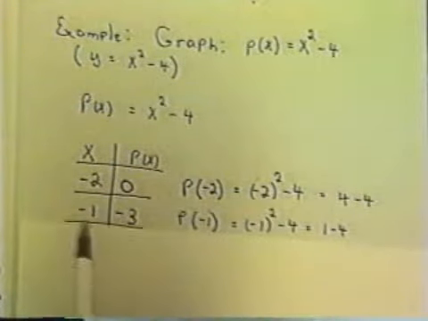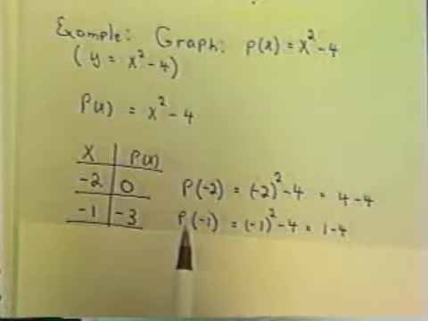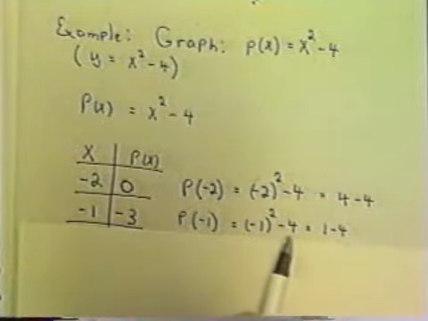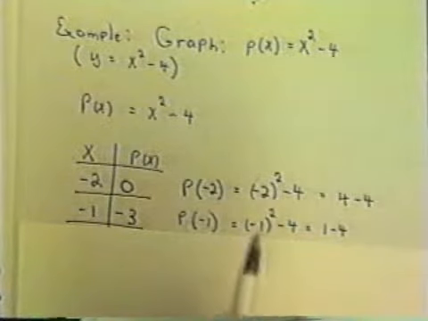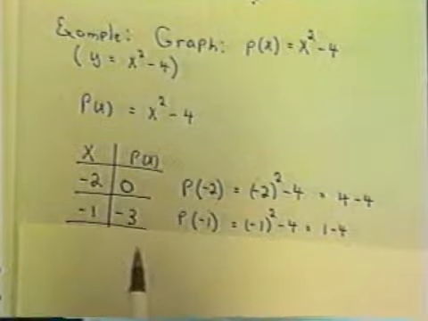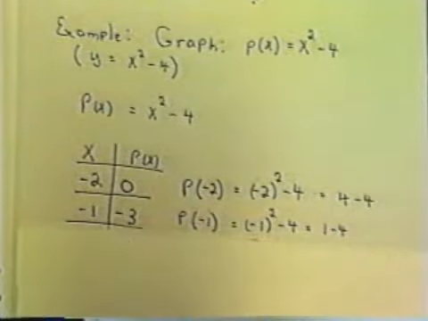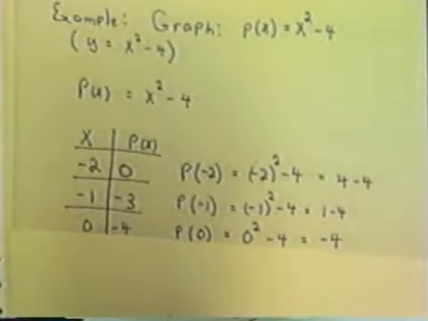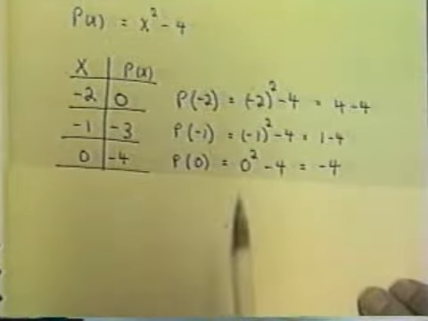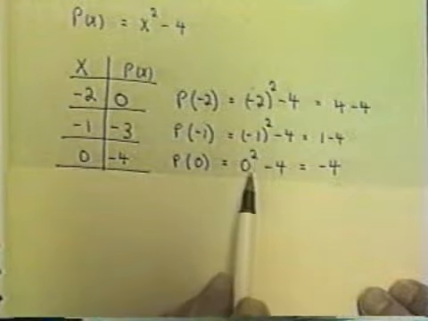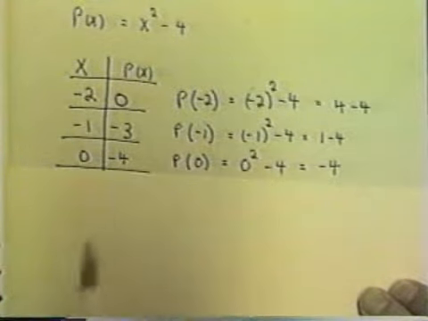Next, let's choose negative 1. So the function value for x equal negative 1 would be negative 1 squared minus 4. Now if I square negative 1, I get a positive 1. 1 minus 4 is negative 3. Now I'm going to evaluate the function at 0. Notice I'm just choosing the numbers basically in order. So I'm replacing x by 0. 0 squared is 0. 0 subtract 4 is negative 4.